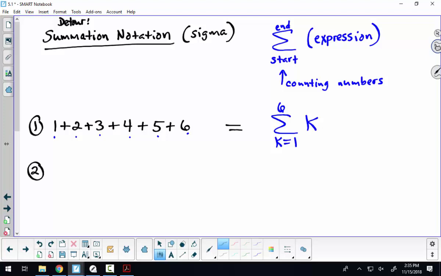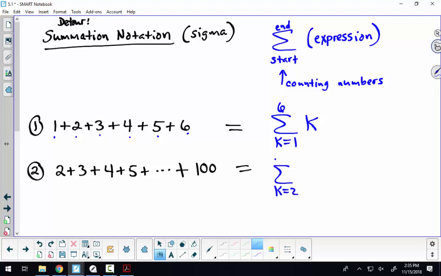What if we wrote the sum 2 plus 3 plus 4 plus 5 all the way out to 100? What would the sigma notation for that look like? Sigma from k equals 2 on top of 100 of k. Yeah, so k equals 2, go all the way out to 100, and we're just summing those particular numbers.